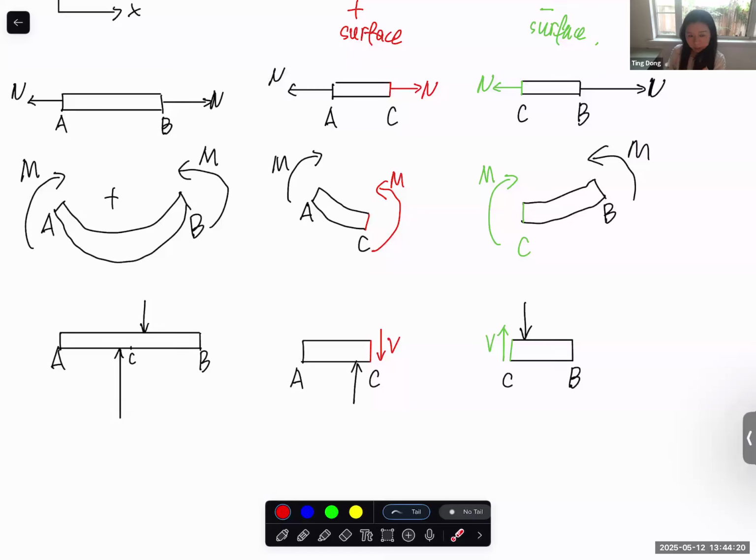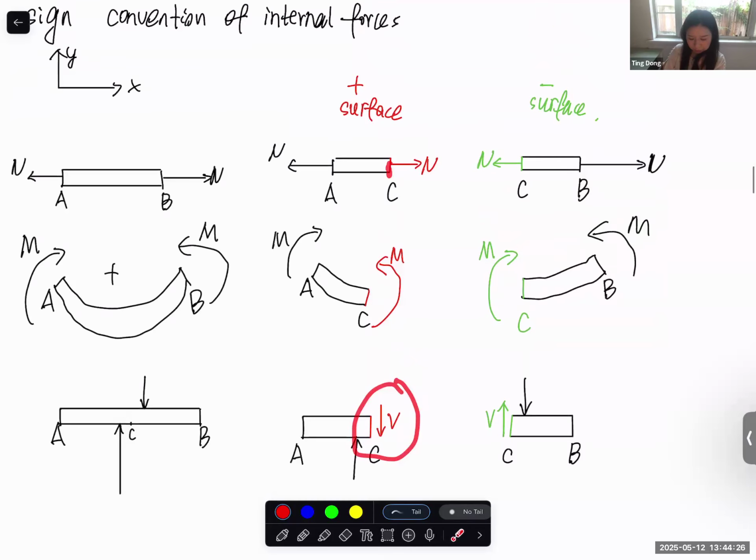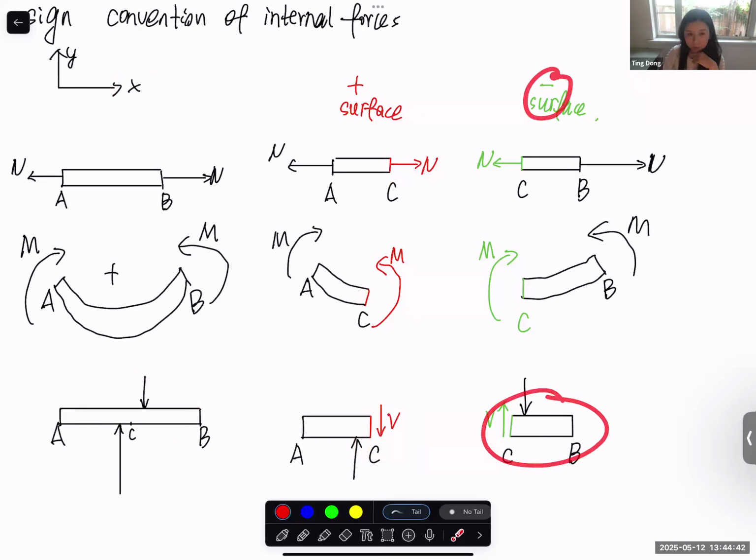So the definition from statics and mechanics of materials: we consider this positive surface. Positive surface means that the surface is facing the positive x direction. Positive surface, positive surface, positive surface. This downward shear force is defined as a positive shear force because this one generates clockwise rotation of the structure. And on this negative surface, because the surface is facing the negative x-axis, upward internal shear force is considered the positive shear force.